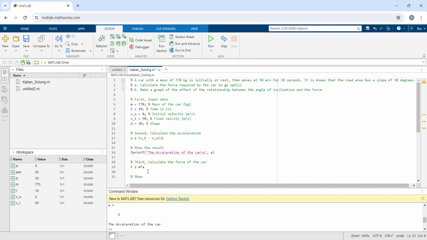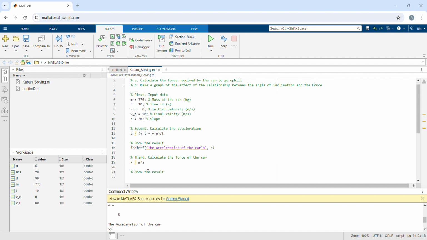Same with the previous step, we have to show the result by using the fprintf formula. Force of the car, and then don't forget to write the symbol of the force, F, and we can run it right now. So we have got the force of the car, 3,850. We have got the result of the A question, the first question. How about the, oh yeah, I forgot something.